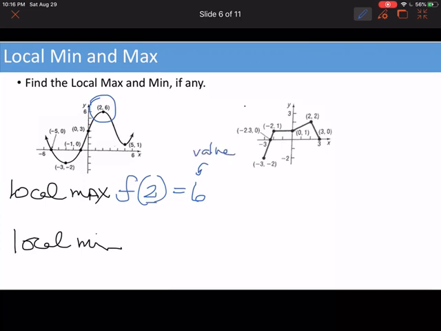But we still need to know where the x is of where that is located. So I'm not writing it as a point at 2, 6, because that will confuse you with interval notation, so we write it in function notation.